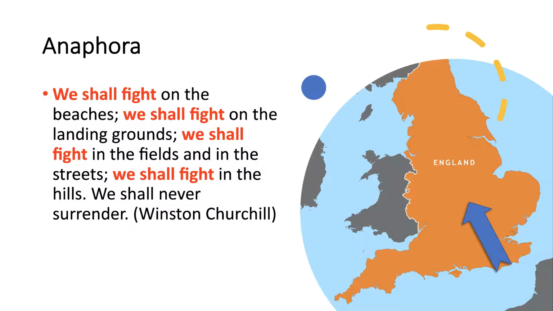So as the enemy invades further and further into England, we're going to continue to fight. And so geographically, he begins at the beaches and concludes in the hills. And the message is, we're going to never surrender. No matter how far the enemy advances, we will never surrender. And of course, we have this great example of anaphora. We shall fight at the beginning of each clause. This is a rather easy one to imitate, I would think.